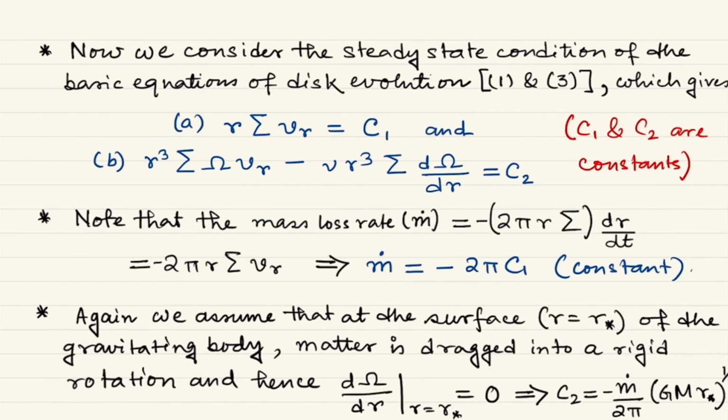Then we know R sigma VR is constant C1. So M dot is equal to minus 2 pi C1. Okay, which is also constant. So the first thing is that for our consideration, at steady state for an accretion disk, the mass loss rate is a constant. Okay.